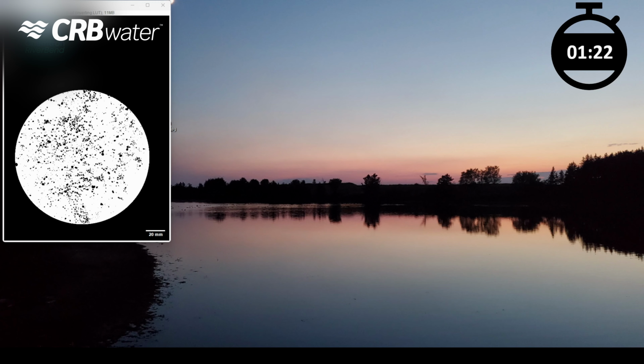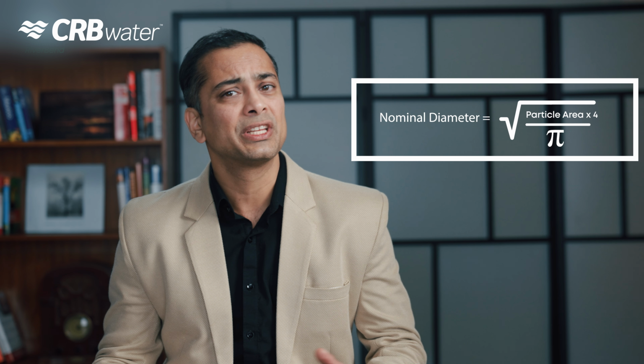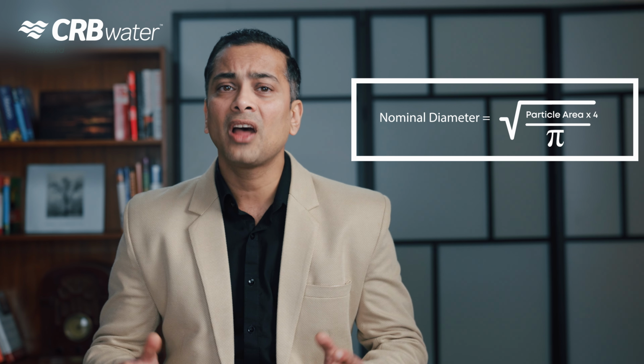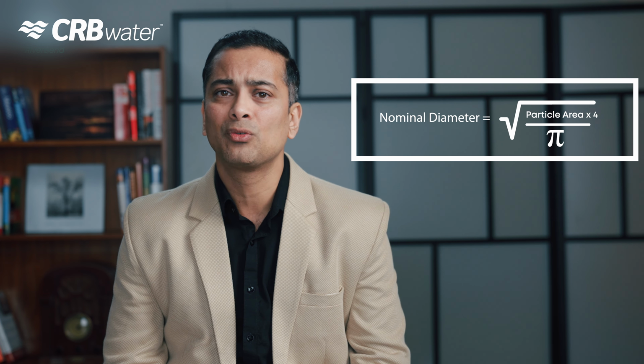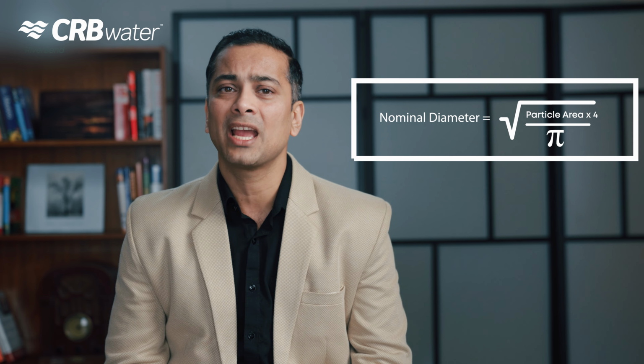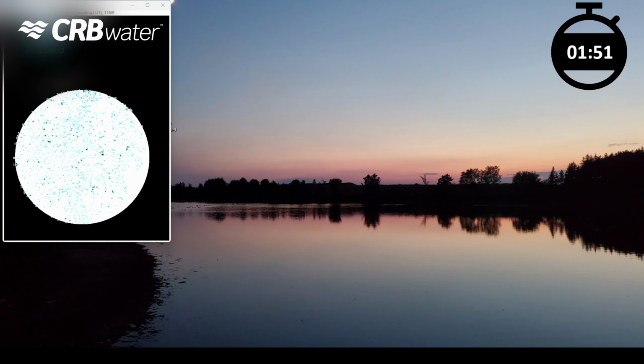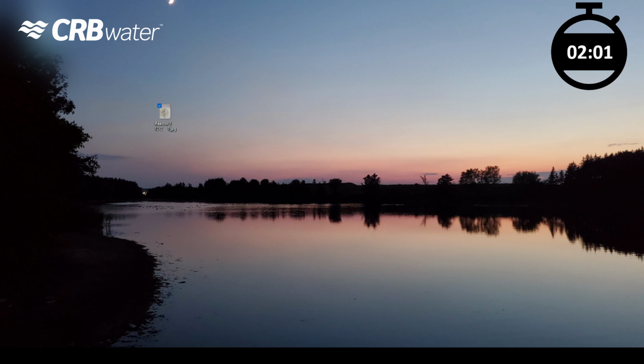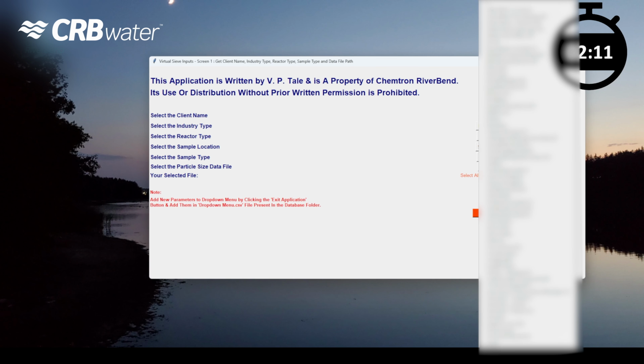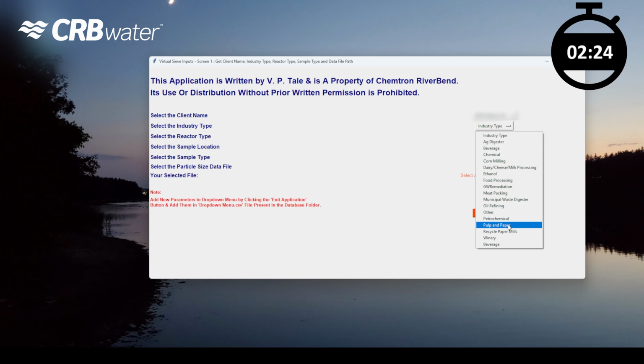Nominal diameter for each particle is calculated using this equation. The high volume data is appended to a database maintained by CRB Water using in-house software. This database is used for plotting particle size distributions of the granules for various locations using a proprietary dashboard.